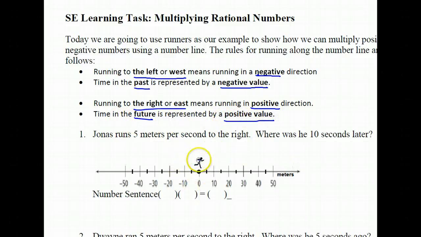So we've got Jonas here. He's running 5 meters per second to his right. So he's going right. Where is he 10 seconds later? So we can think about this as every second he covers 5 meters. So here's 1 second, 2 seconds, 3, 4 seconds, 5 seconds, 6, 7, 8, 9. In 10 seconds he covers 50 meters. So our number sentence would be 5 times 10 equals 50. So if he's running to the right, in 10 seconds from now in the future, so that's positive, he would be 50 meters away.